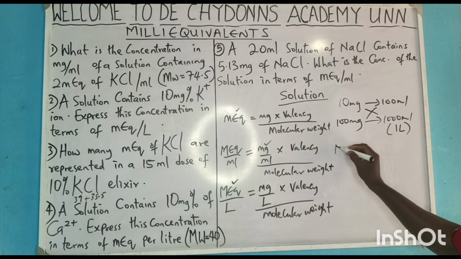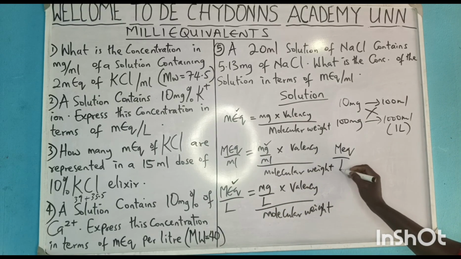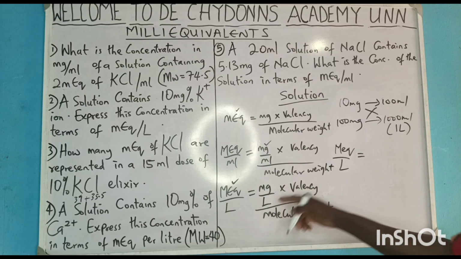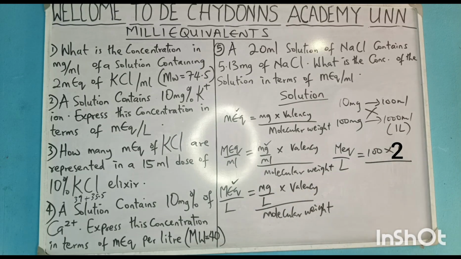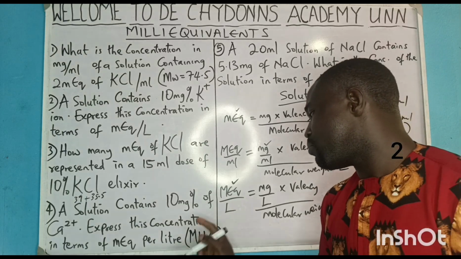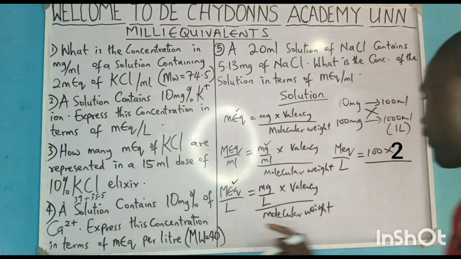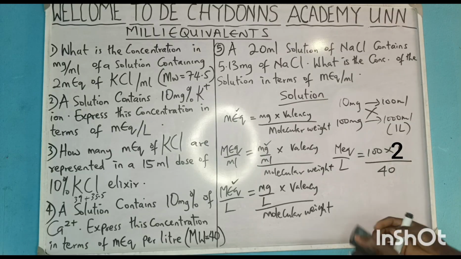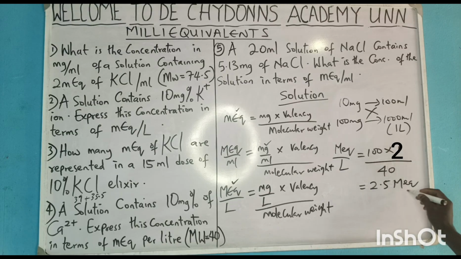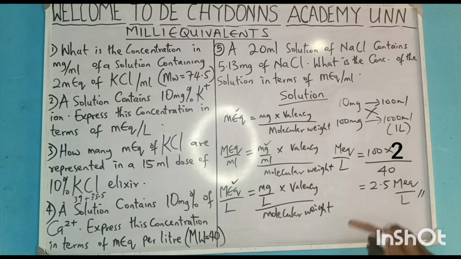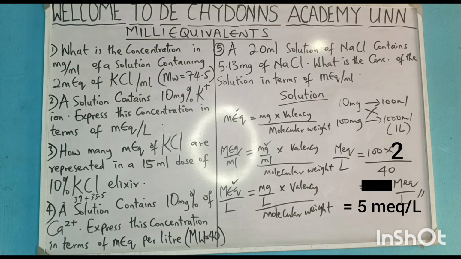I will now say milliequivalent per liter will be equal to milligram per liter, which is 100, times valency, which is 2, all over the molecular weight of calcium, which they say is 40. I write 40. 100 times 2 over 40 is 5, equals 5 milliequivalent per liter. Can you see it now? So that is the answer to question number 4.